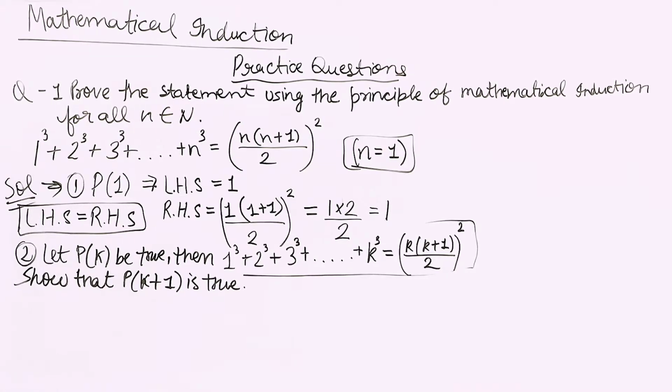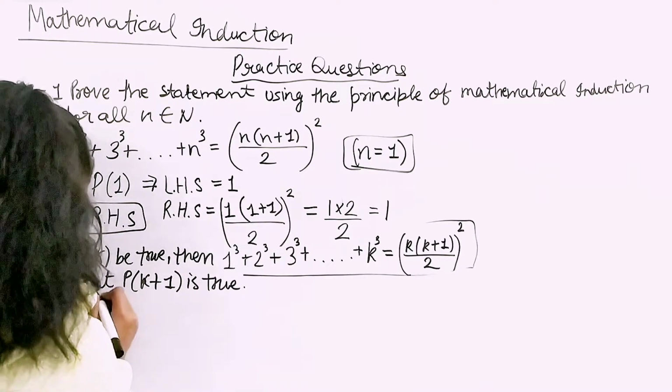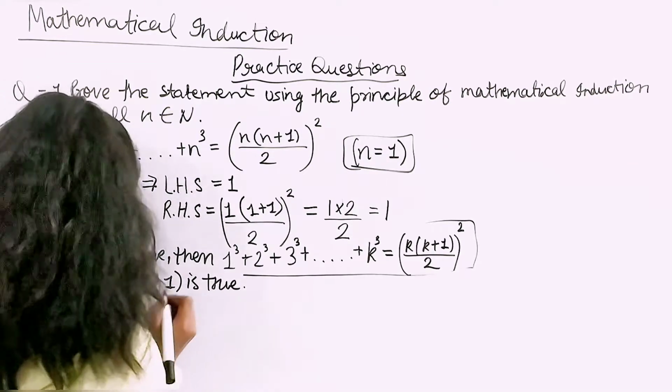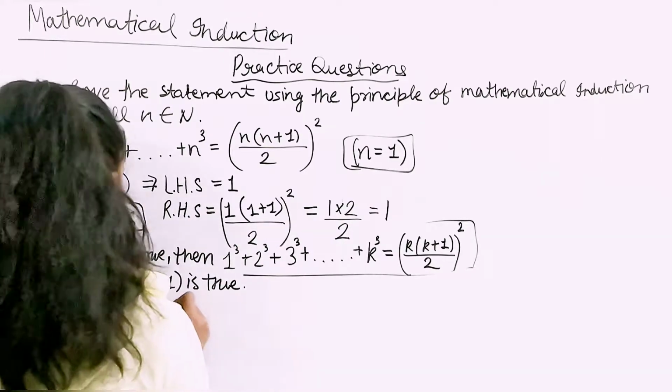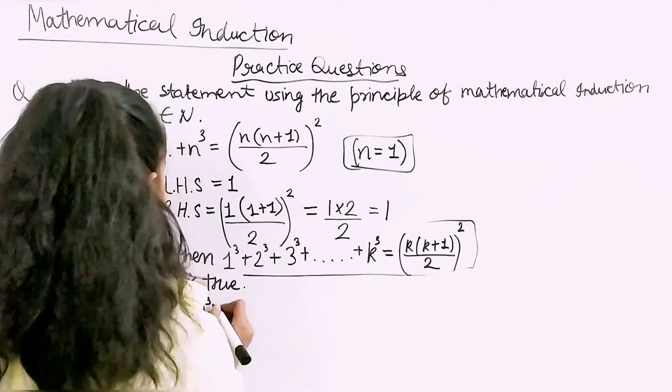Yeah, so we have to show that P of k plus 1 is true. For k plus 1, our statement is going to be a little different from this one. So what is it going to be? I'm just going to write this. It's going to be 1q plus 2q plus 3q plus, till plus k plus 1 again q.